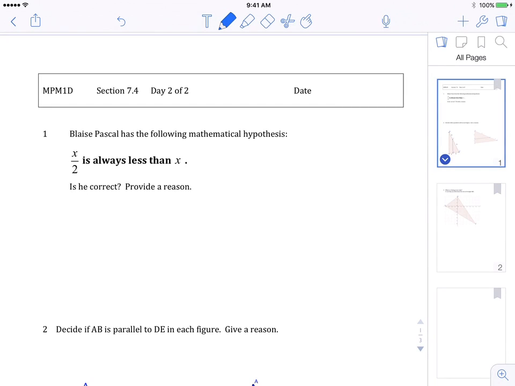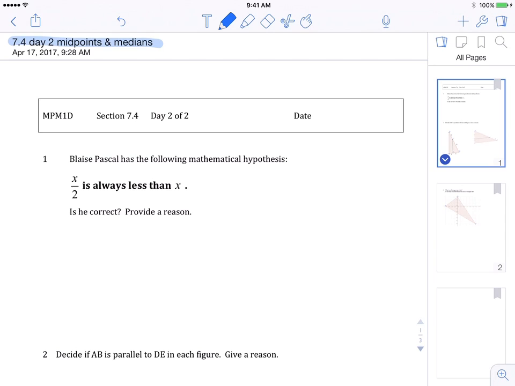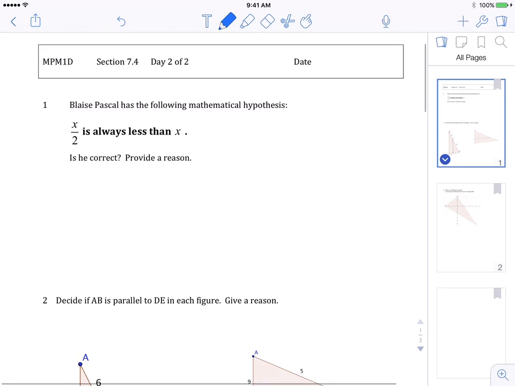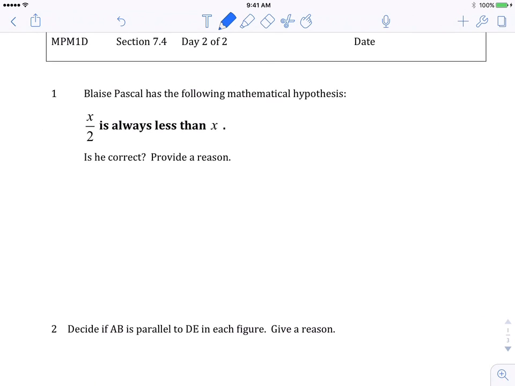Okay, last lesson we looked at disproving a conjecture, and that's where we start today's lesson, 7.4, day 2, midpoints and medians. We start this off by trying to confirm or disprove this statement. Blaise Pascal has the following mathematical hypothesis, that x over 2 is always, and you want to look out for that word, is always less than x. Is x divided by 2 always less than x?